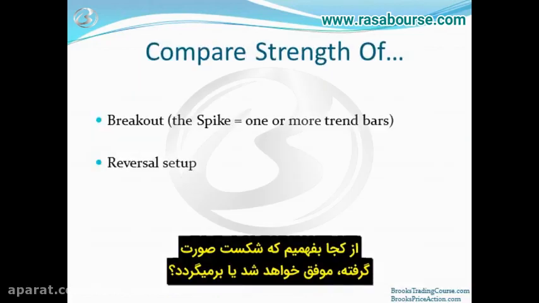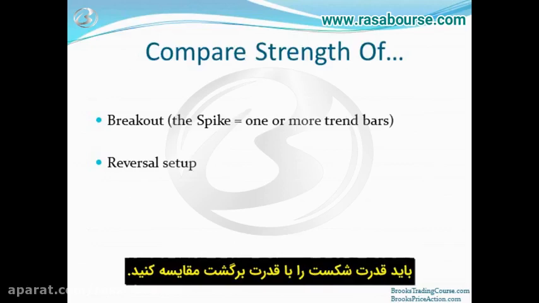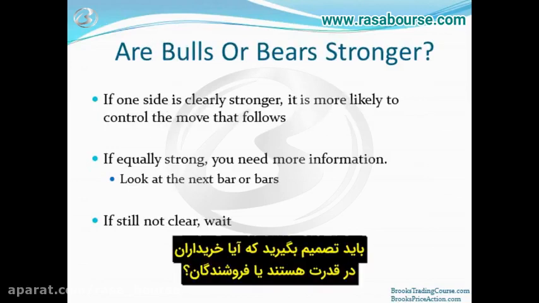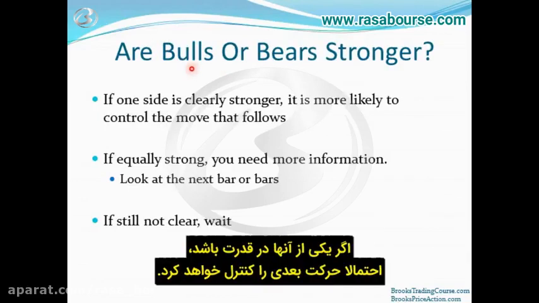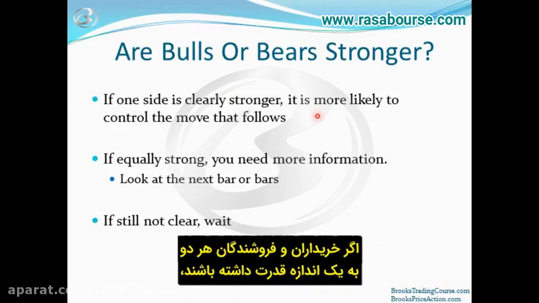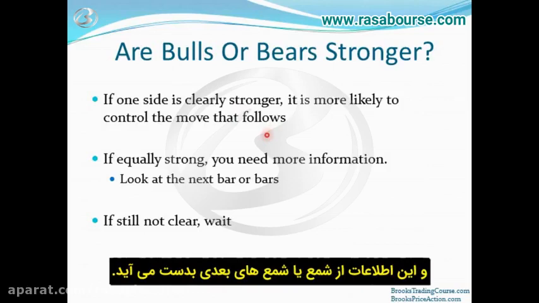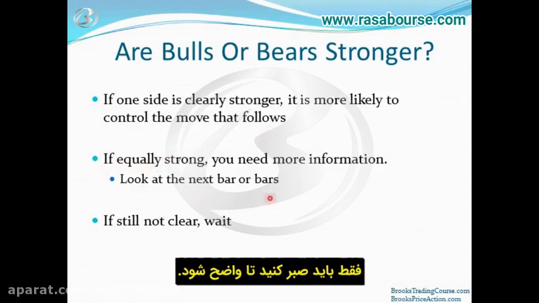How do you know whether or not a breakout will succeed or reverse? You have to compare the strength of the breakout with the strength of the reversal attempt. You have to decide, are the bulls or bears stronger? If one side's clearly stronger, it's more likely to control the move that follows. If both the bulls and bears are equally strong, you need more information, and that information comes from the next bar or next several bars. So just patiently wait until you get some clarity.